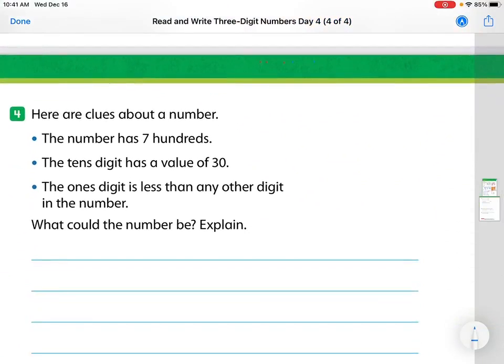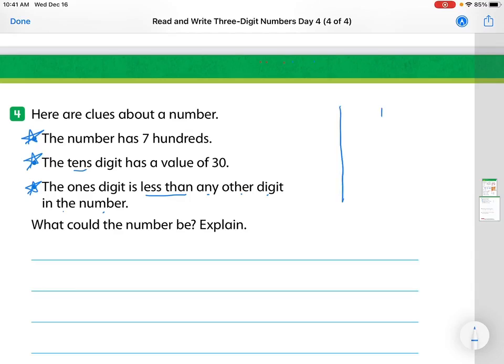Oh boy, it's clues. I love these number riddles. All right, it says here are clues about a number. The number has 7 hundreds. The tens digit has the value of 30, and the ones digit is less than any other digit in the number. Okay, what could the number be?